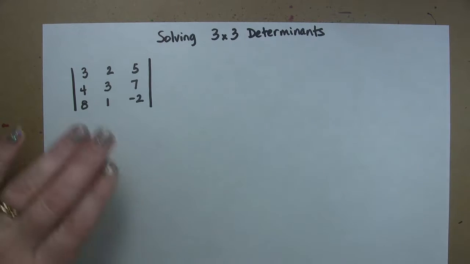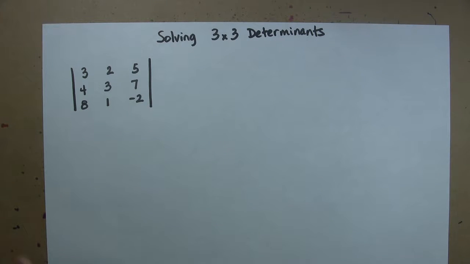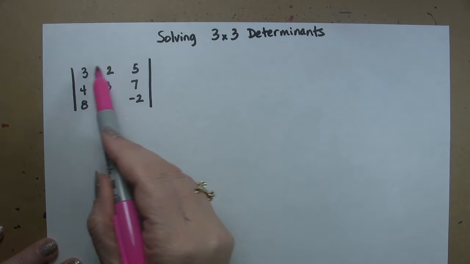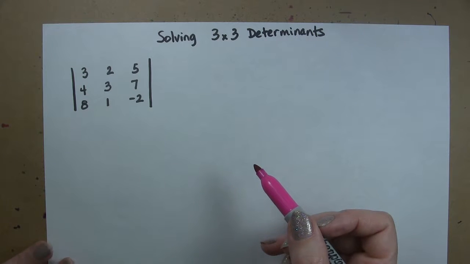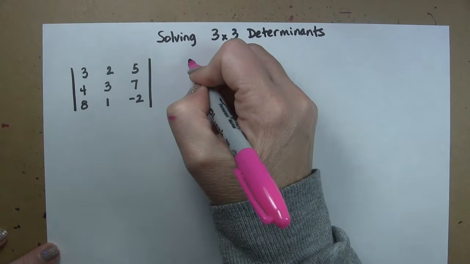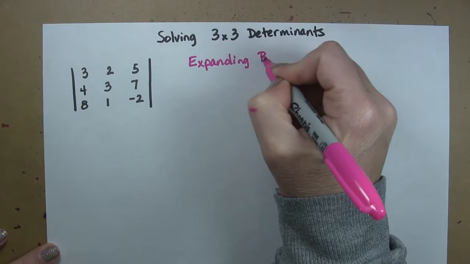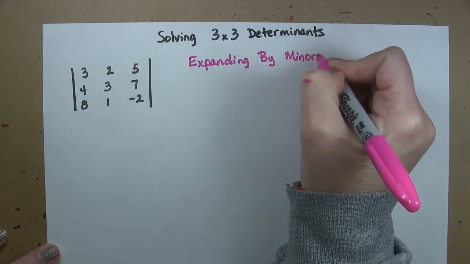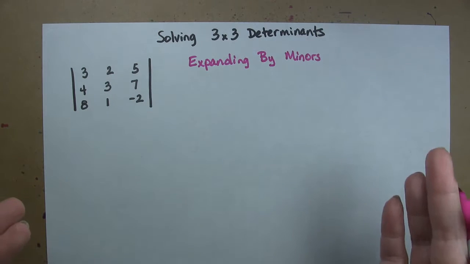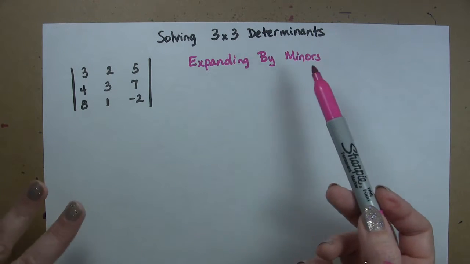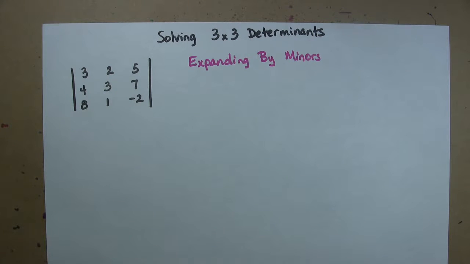All right, now in a 3x3 determinant, things are not quite that neat because we have too many terms, right? We only know how to solve a 2x2 determinant. So there is a method for us to do this, and it is called expanding by minors. It is not super important that you remember this, except that you see it in math, and so you should know what they're talking about. They're talking about the method by which we solve a 3x3 determinant, and that is called expanding by minors.